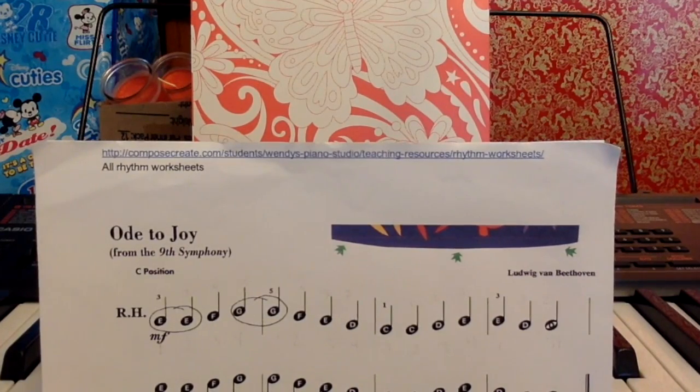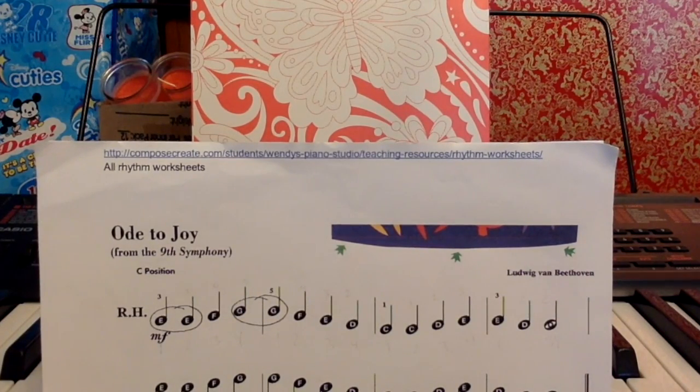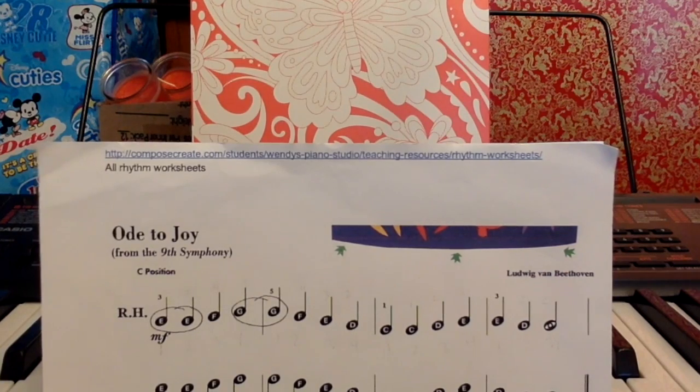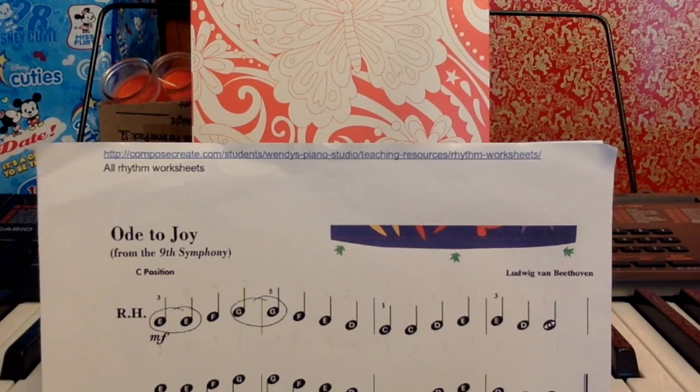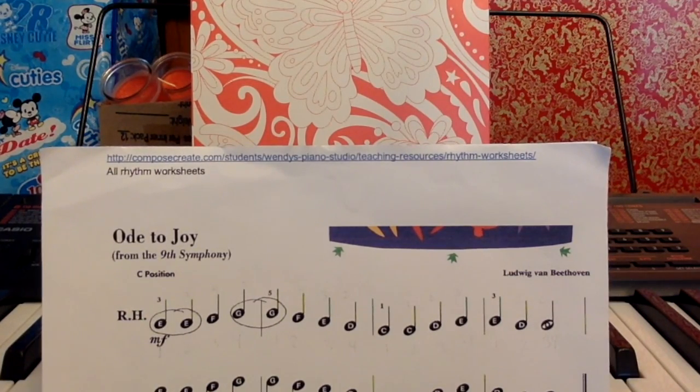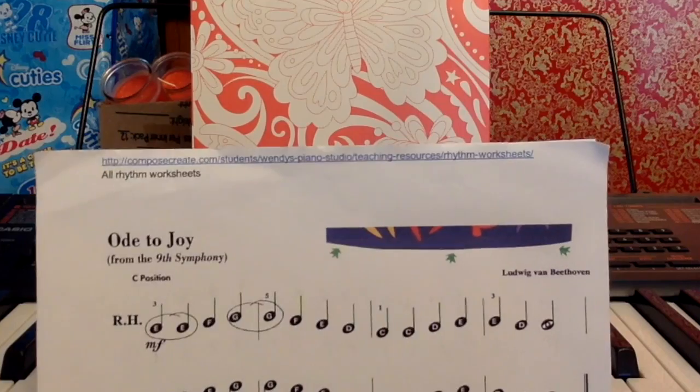But before we begin anything, we want to figure out where we would place our fingers. So let's look at the top next to Ode to Joy. Under the title Ode to Joy, we have C position. So that means if any song has a position with a letter, the leftmost note is going to be that letter. So in this case, C position, so the leftmost note on the right hand will be C. And what we want you to do is try to look out for middle C. That's the C we're going to be using.